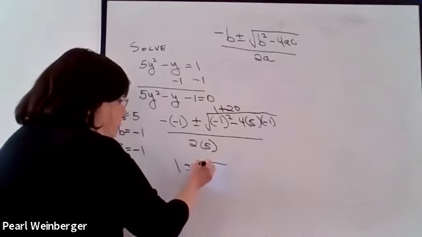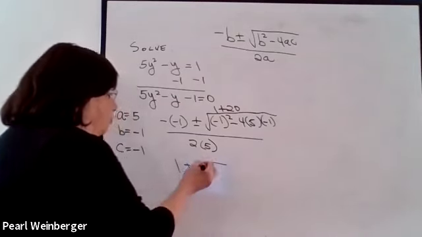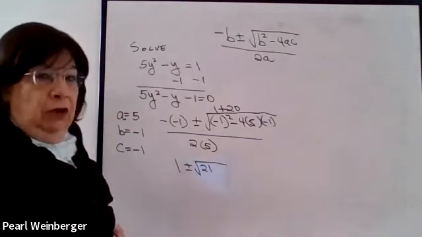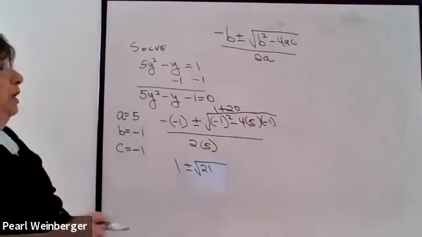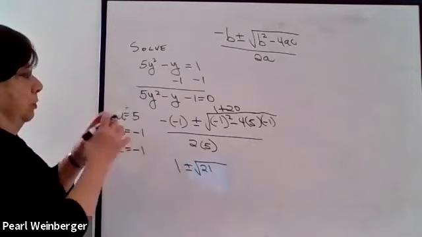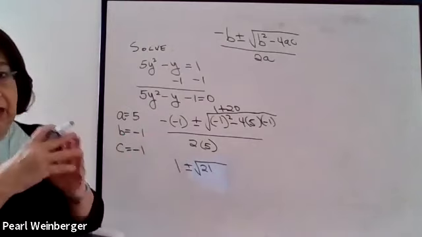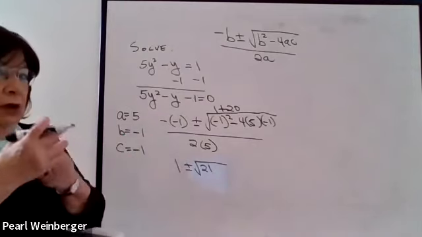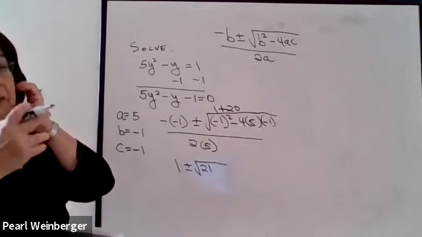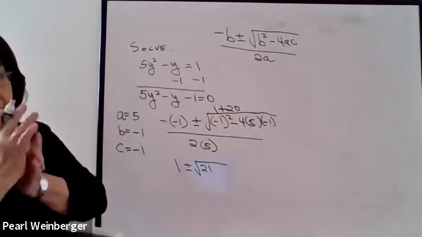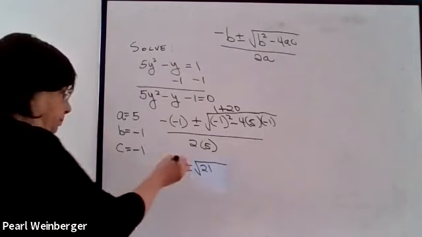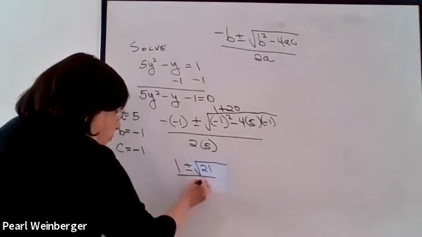So the number inside the radical turns out to be 21. This is where most of the mistakes are made. People make mistakes with their signs all the time, and that's where you're going to have to be extremely careful. This is all going over 10.